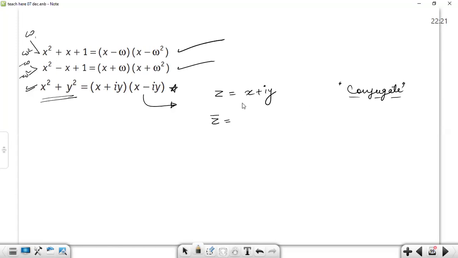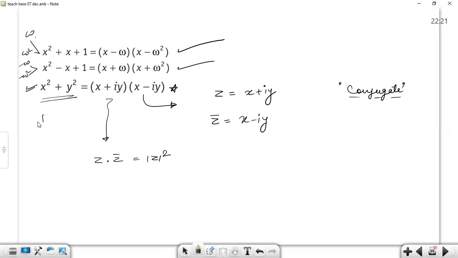Anyway, the conjugate of a complex number is just the same complex number, but the sign of the imaginary part will be reversed. The sign of the imaginary part is positive here, so it will become negative in the conjugate. So x minus iota y. Clear? Now if we look further, what is happening is we are multiplying the conjugate of a complex number with the complex number. So it will become the modulus square.